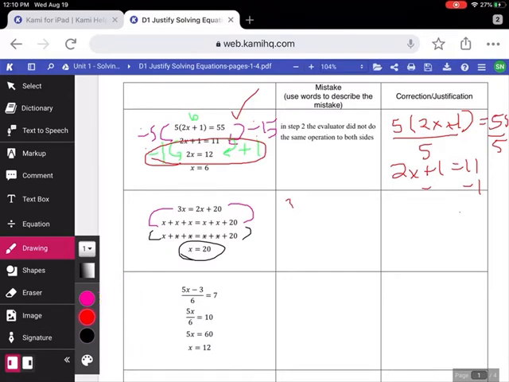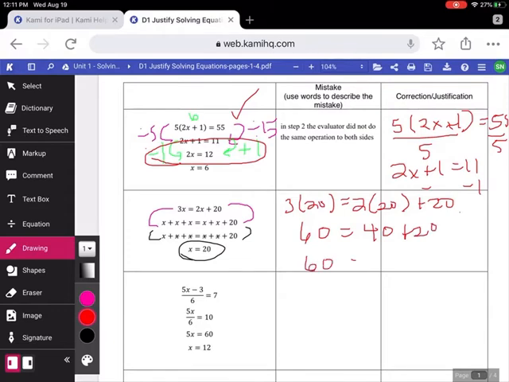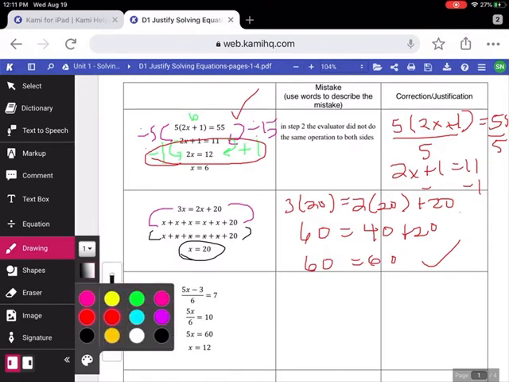So 3 times 20, is that equal to 2 times 20 plus 20? All right, 3 times 20 is 60. 2 times 20 is 40, and then don't forget that plus 20, and then 60 equals 60. So that evaluator did everything in their steps correctly. Cool? All right, let's move on.